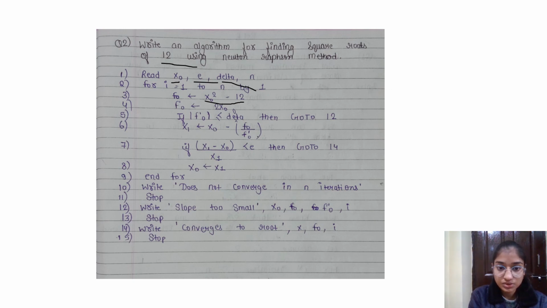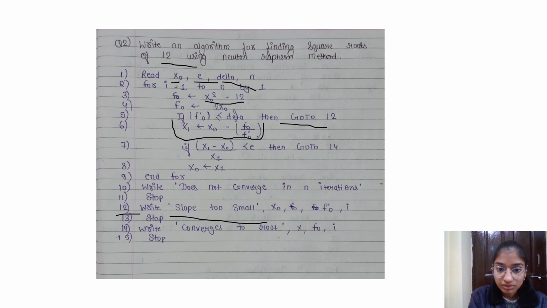In the fifth step, we check whether f dash 0 is smaller than or equal to delta. If it's true, we go to step 12 and say that the slope is too small, and we stop our algorithm here. If it's not true, we move to step 6 and find the root by using the Newton-Raphson iterative formula.